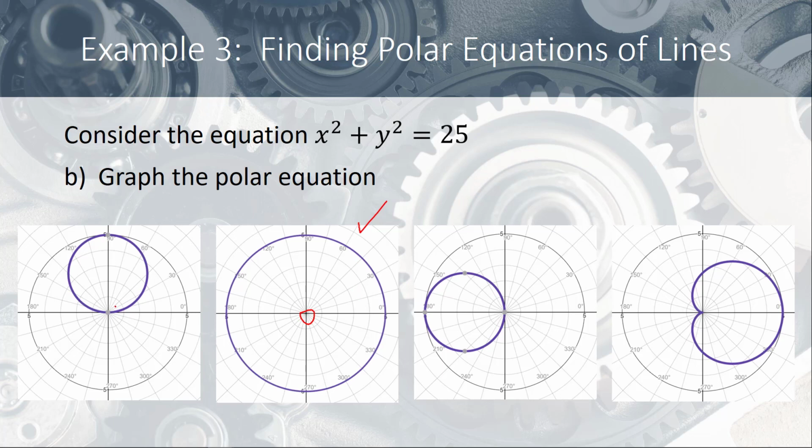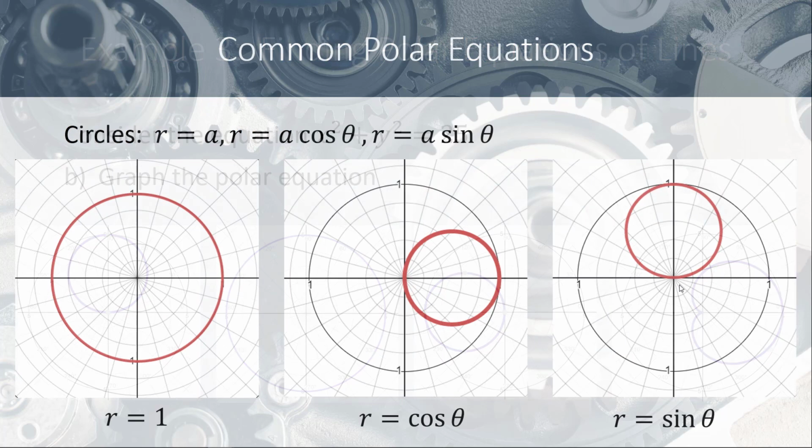This is not the graph because, once again, the center is not at the origin and the diameter is equal to 5. The same with this. And this is not a circle. This is called a cardioid, which we'll be talking about in just a few minutes. Matter of fact, we're going to start talking about this now.